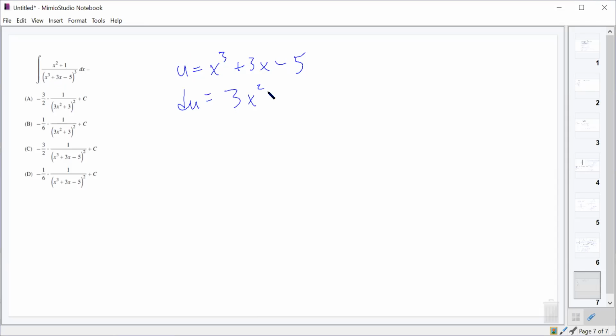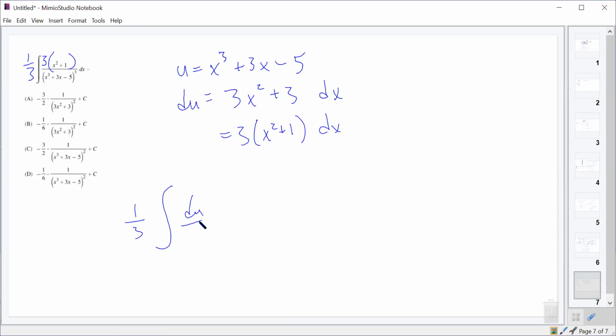Should be 3x² + 3 dx. And we would note that we don't have 3x² + 3 dx, but we do have x² + 1 dx, which is just a third of what we had over here for a du. So I could put in a 3 and a 1/3 here. And then we'd end up with 1/3 the integral of du over u.